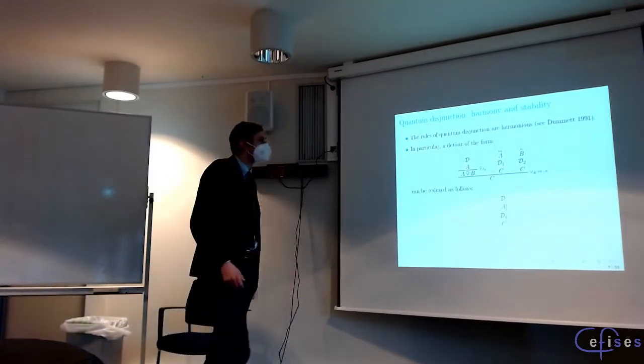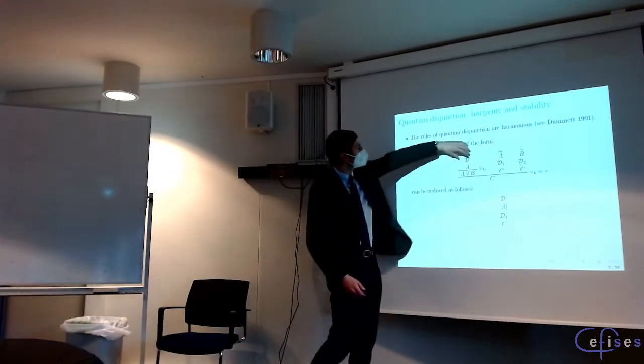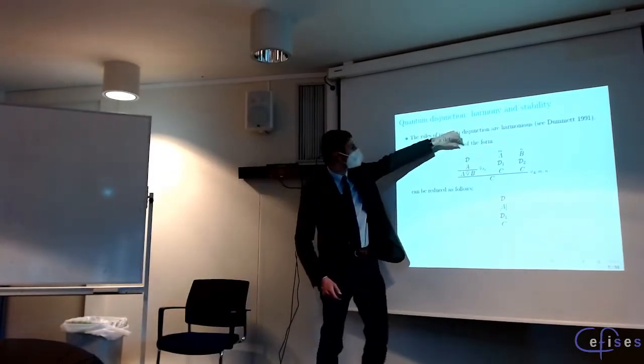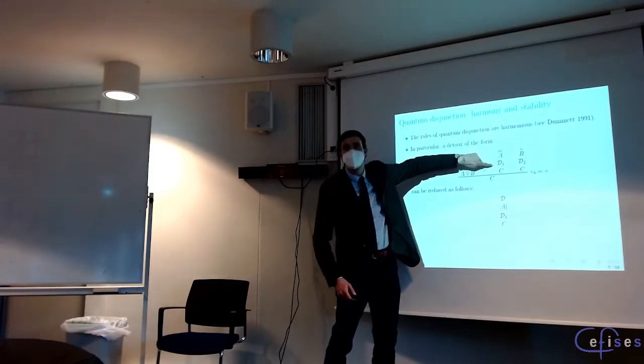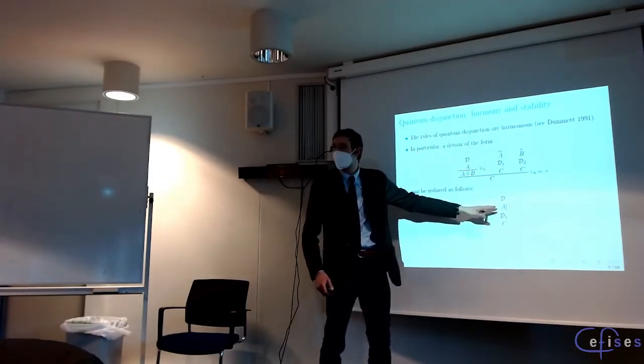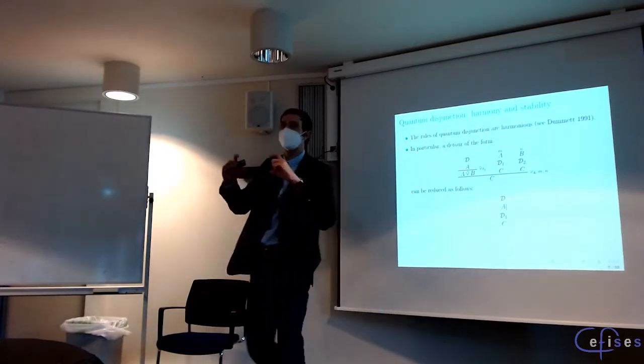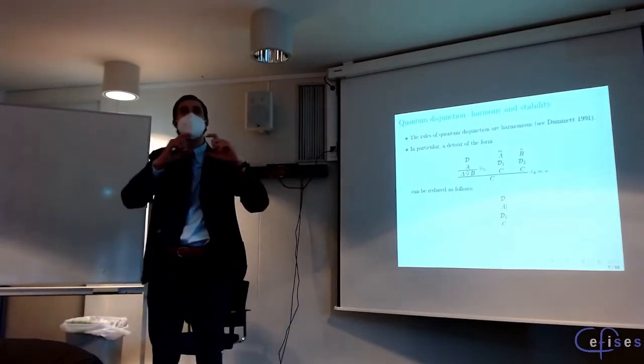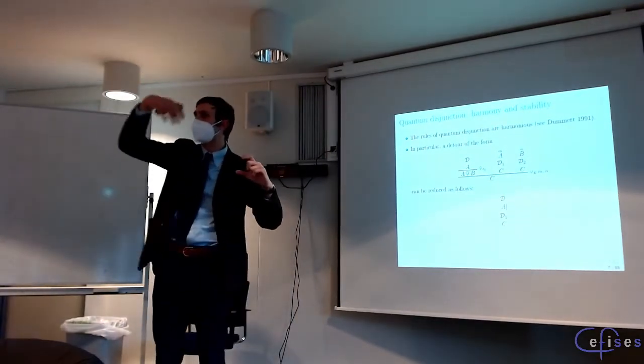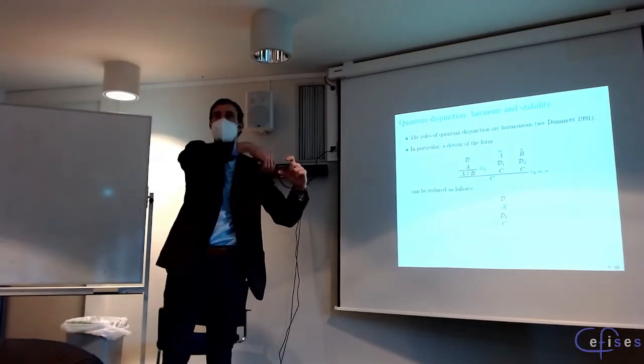Well, it can be reduced in this way. You take the derivation D of A, and you plug it over the derivation D1. I use here the square brackets, this is Prawitz notation, to say that maybe there are many occurrences of A, and so there could be multiple plugs. Okay.